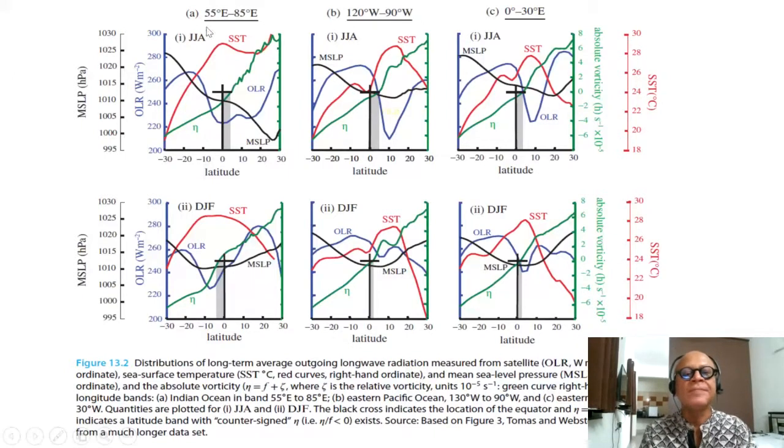Okay. We are again looking at JJA and DJF. I won't go too much into it, but if you look at the Indian Ocean sector, for example, during the summer months, the northern Indian Ocean here has a slight cooling, but this is averaged over parts of the Arabian Sea and the Bay of Bengal, so one has to be careful.